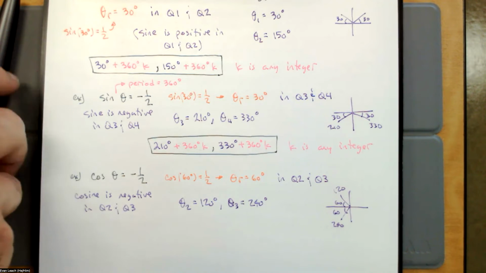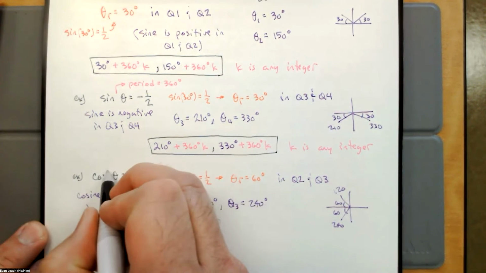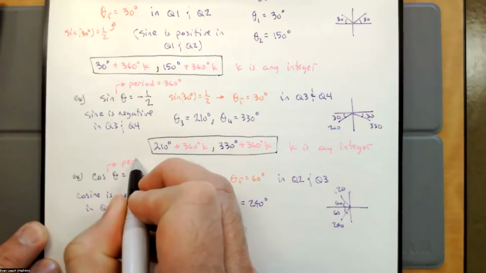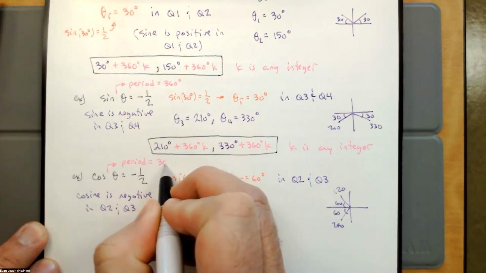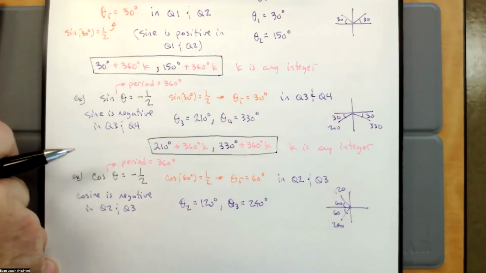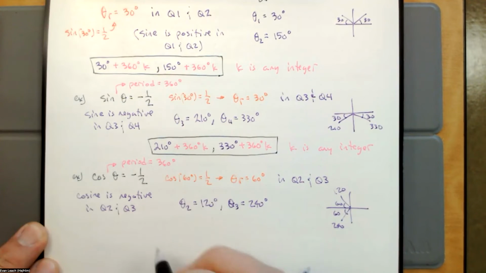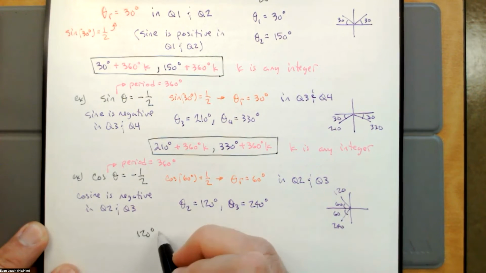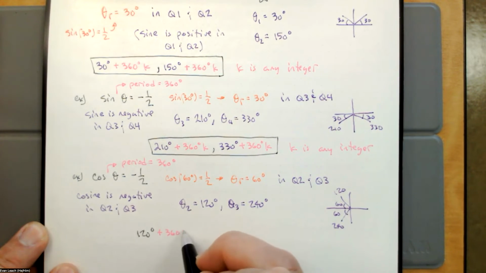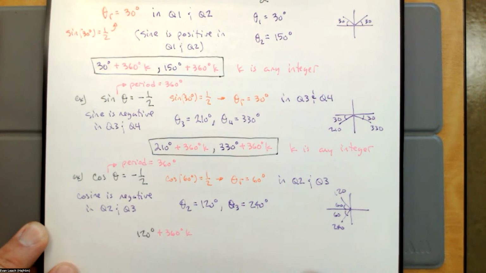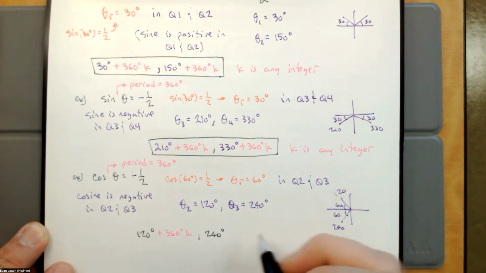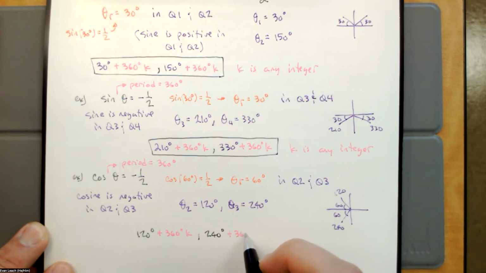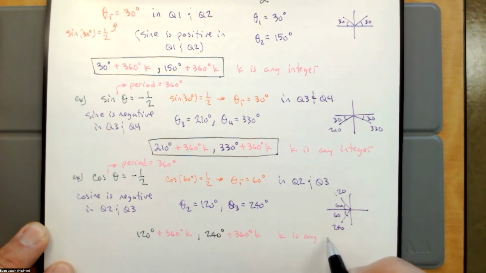The period is still 360. So our answers are going to be 120 plus 360K and 240 plus 360K, where K is any integer.